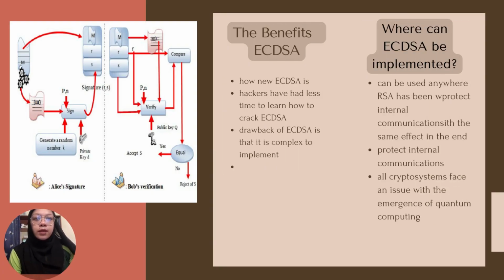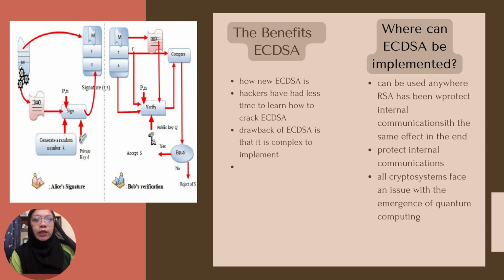So, we move to the benefit of ECDSA. A benefit to using ECDSA over other public key cryptography is how new ECDSA is. ECDSA was standardized in 2005 compared to the most common public key cryptography algorithm used, RSA, which was standardized in 1995. Since ECDSA has been around for such a shorter period of time, hackers had less time to learn how to crack ECDSA. This, along with ECDSA's complexity, makes switching to ECDSA look like a more desirable option each year.